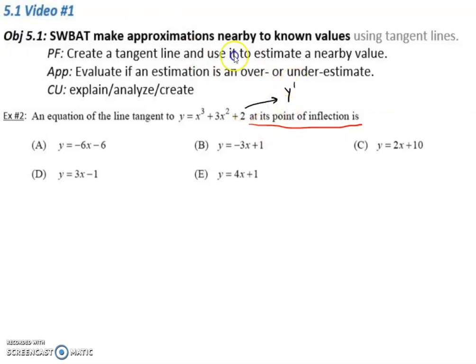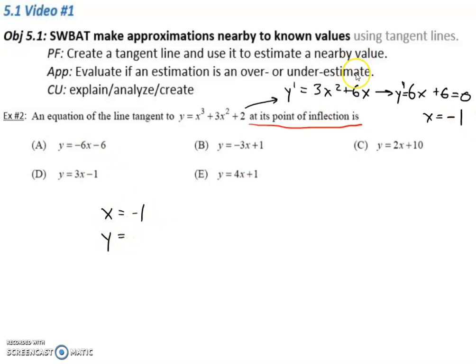So y prime is equal to 3x squared plus 6x, and the 2 is gone. And y double prime equals 6x plus 6. If we set this equal to 0, you're going to get very quickly that x equals -1, and that's going to be the first part of what we've got.